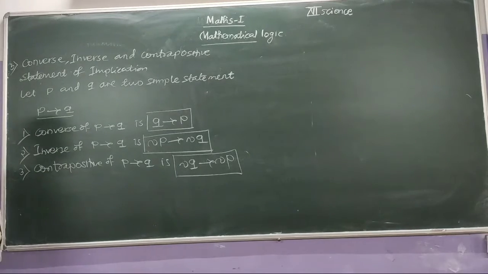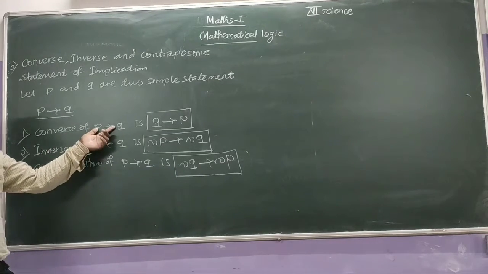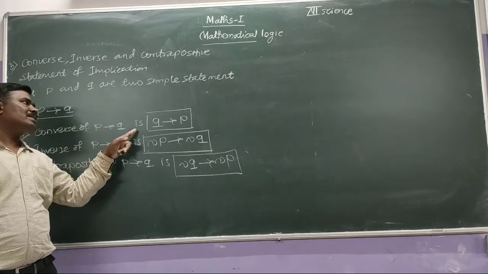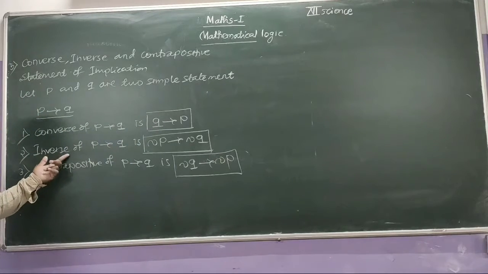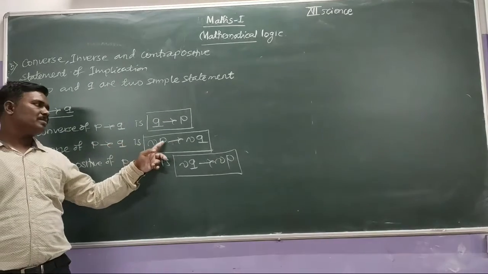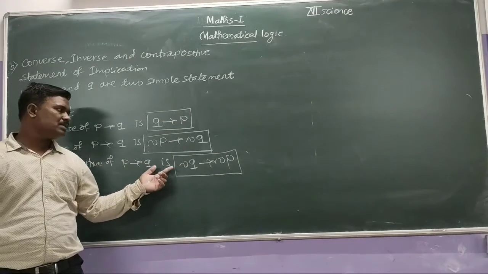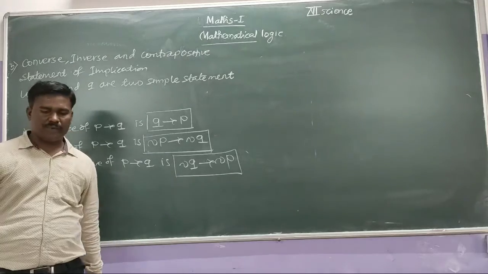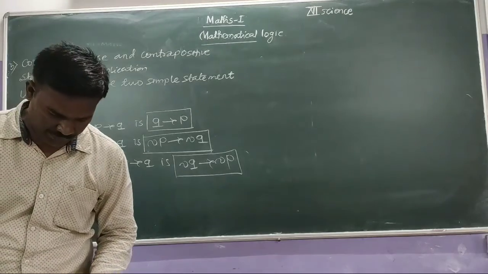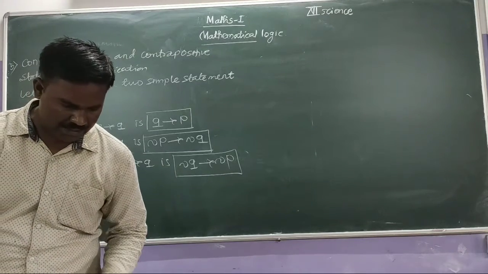ओके. देयरफॉर कॉन्व्हर्स ऑफ P implies Q, again take care. Converse of P implies Q is Q implies P. Inverse of P implies Q is negation of the P implies negation of the Q, and contrapositive of P implies Q is negation of Q implies negation of the P. Okay. Therefore, write one example here.